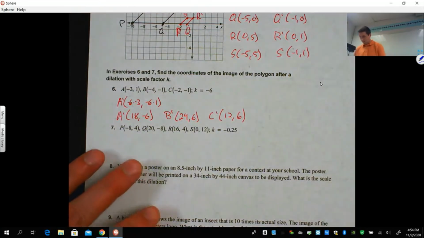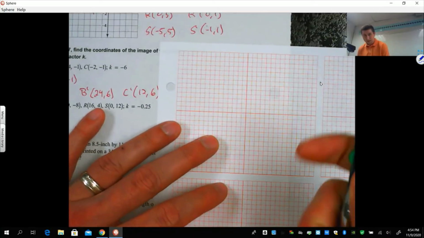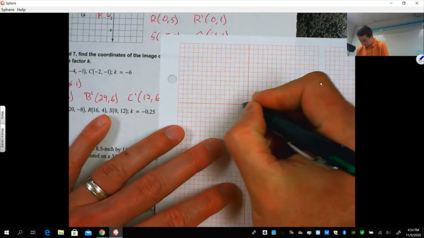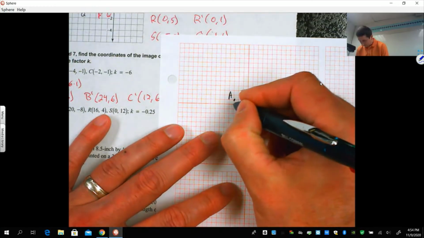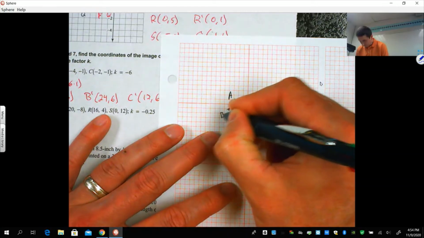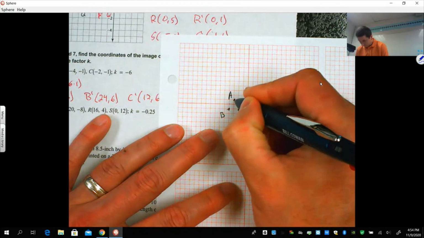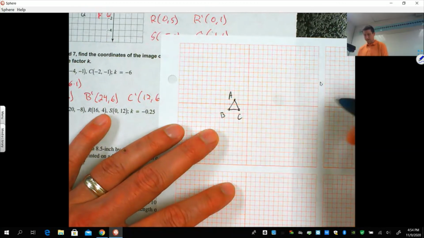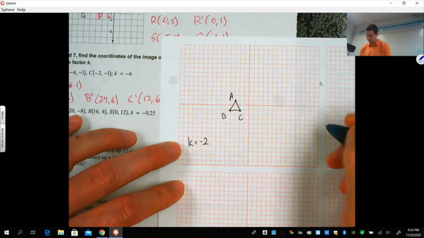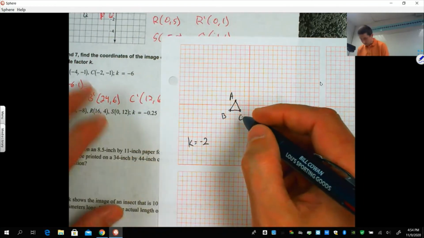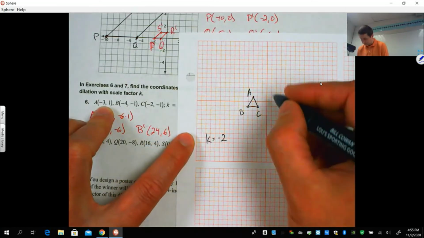Okay? I want to show you that rotation that happens real quick. So let's say A is negative 3, 1. B is negative 4, negative 1. And then C is negative 2, negative 1. So there's that image. Let's just say K is going to be negative 2, that way we can fit this on here. So if K is negative 2, A prime is going to be at 6, negative 2.